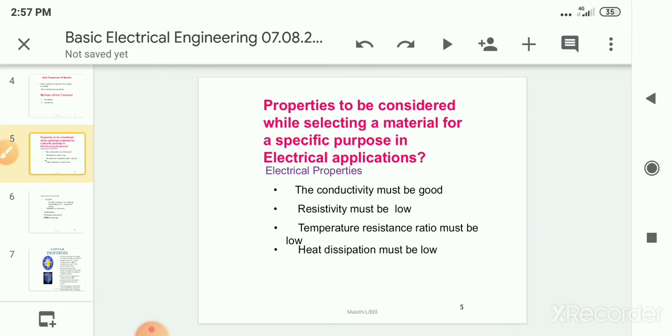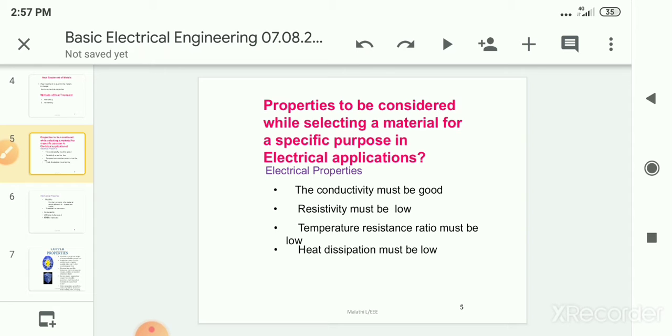So what are the things mainly? Conductivity, resistivity, temperature coefficient, and the temperature resistance must be low. If the resistance is low, then what happens? Heat dissipation is also low. Losses will be less. These are the electrical properties we are considering.